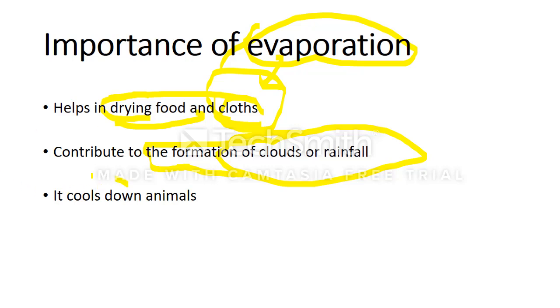And again, we need evaporation to cool down our bodies. When you feel hot, you perspire, right? You lose some water vapor. Those water vapors don't just come from anywhere. They come from the water you have in your body. The water in your body changes to water vapor, and that vapor comes out and goes into the atmosphere. We have so many importances of evaporation. You can add more as you read.